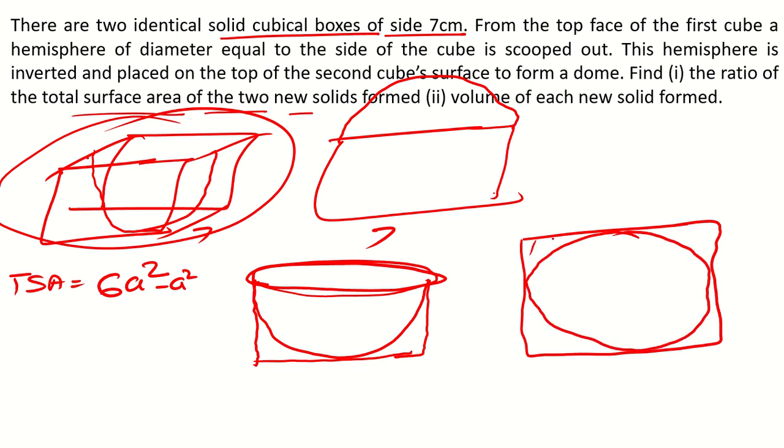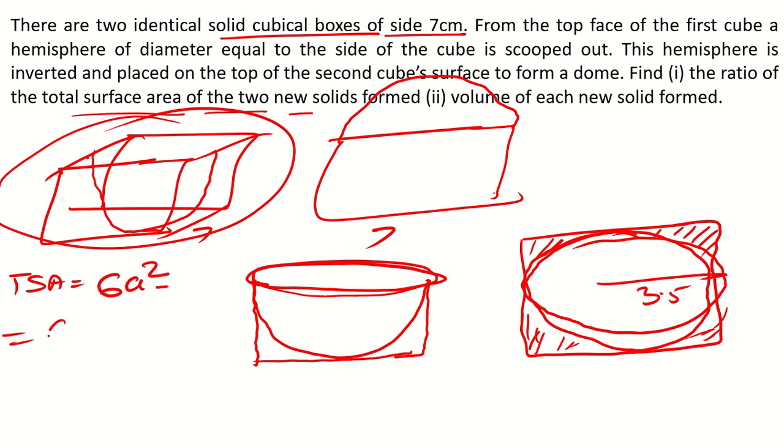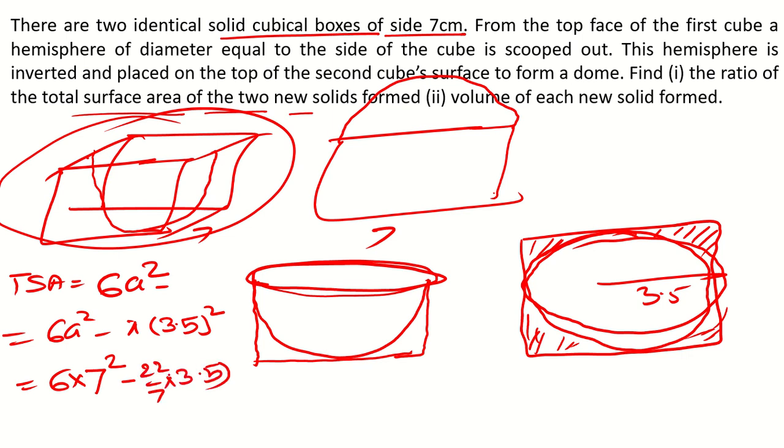Okay, so these things are still left there. So how will you do this? You will do 6a square, and then you will subtract this area. How will you find this area? This is a circle with diameter 7, so its radius will be 3.5. So it is 6a square minus pi r square, meaning 6 times 7 squared, since the side of the cube was 7, minus pi, which is 22 by 7, times 3.5 squared.